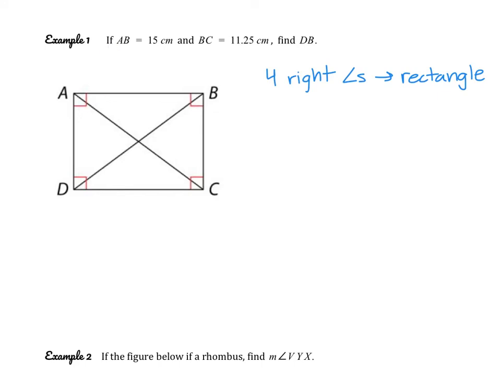So the given information is that side length AB is 15 centimeters, BC is 11.25 centimeters, and they would like us to find DB.